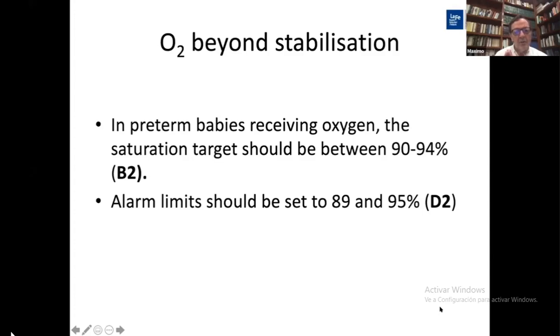Our group finally decided that we should put our alarms between 89 and 95, 96, and keep the range of oxygen saturation for preterm babies in the NICU between 90 and 94%.